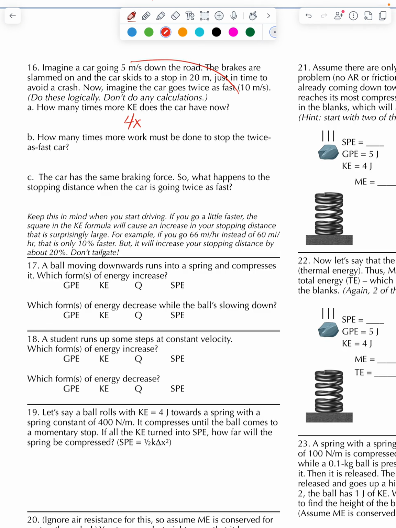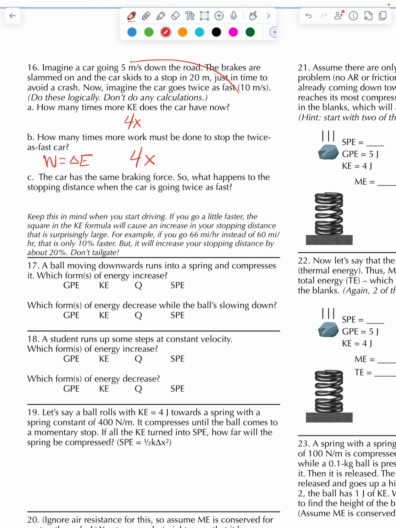How many times more work must be done to stop the twice as fast car? So the work, remember, changes the energy. And in this case, we're just changing the KE. So if by doubling your velocity, you have 4 times as much KE, you now need to do 4 times as much work, or the brakes need to do 4 times as much work to stop the car.